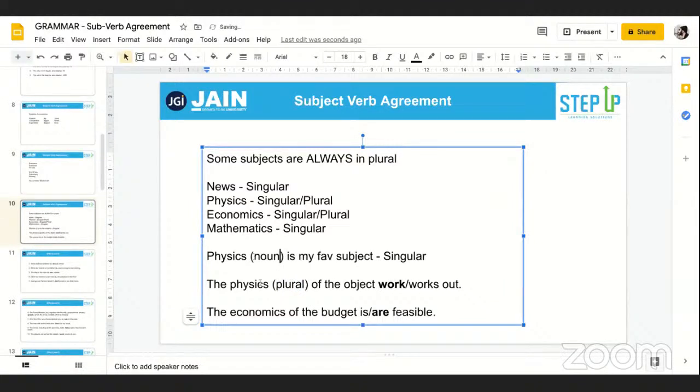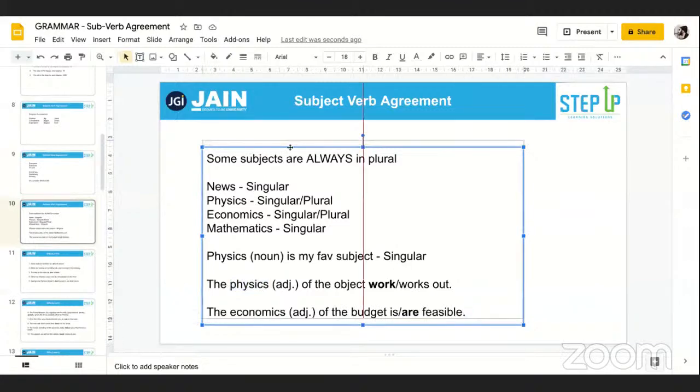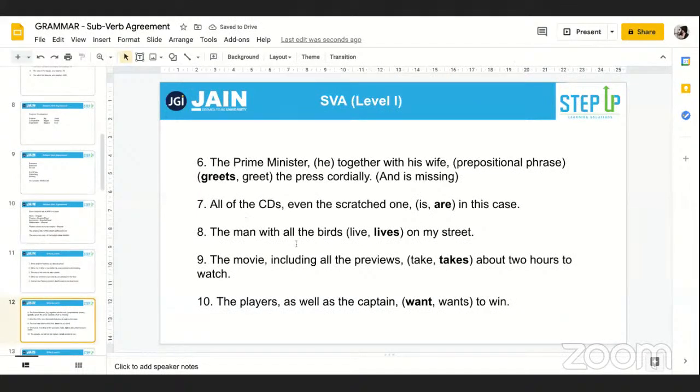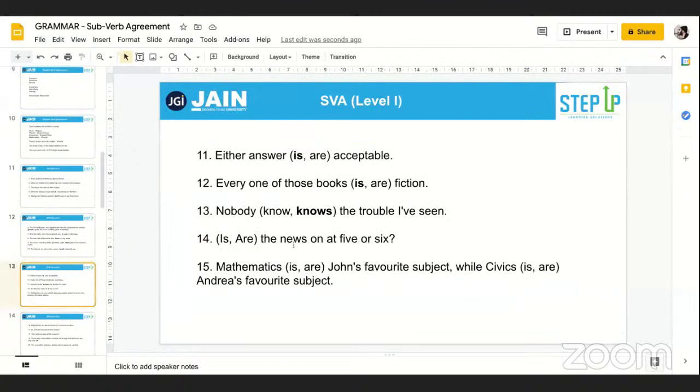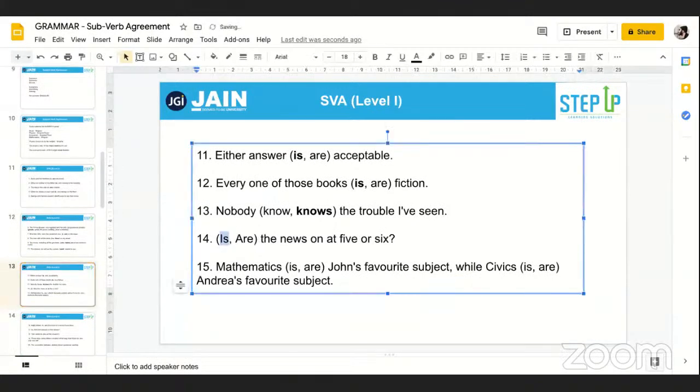This is noun. This is adjective. Next session, we will do parts of speech. So you'll understand this better. Yes, sir. It is like a quality. This is a quality. This is a subject. Yes, sir. I will explain more in the next class, but we'll come to this. You will anyhow have this with you, right? We'll come back to this. Okay. So the answer is the news is. Mathematics is. Civics is.